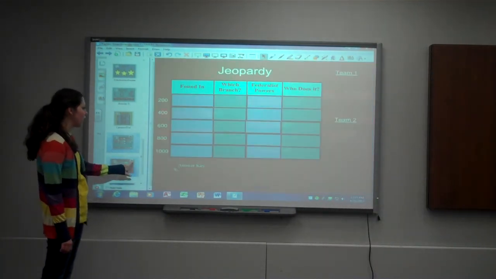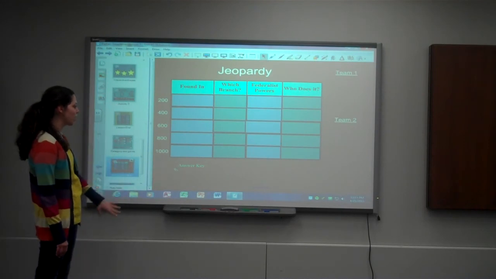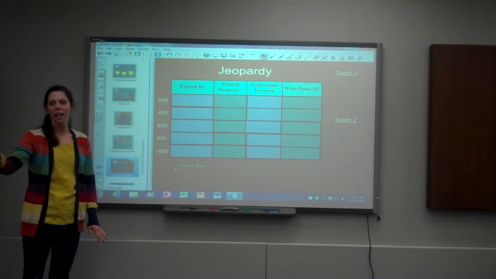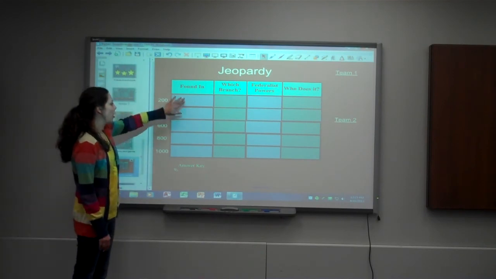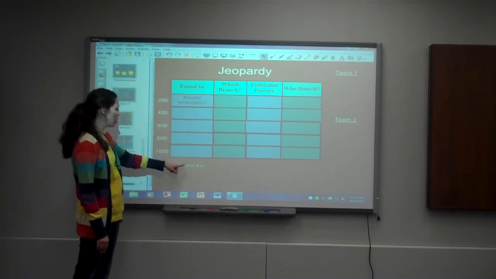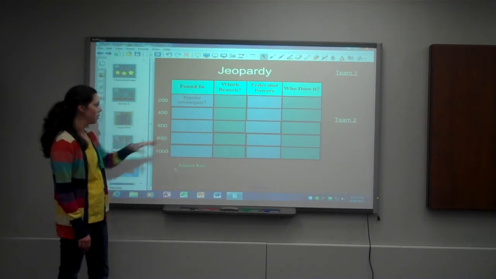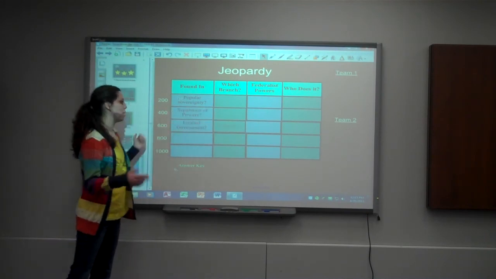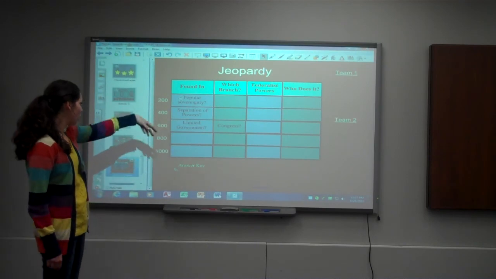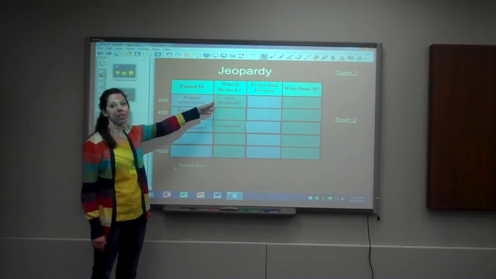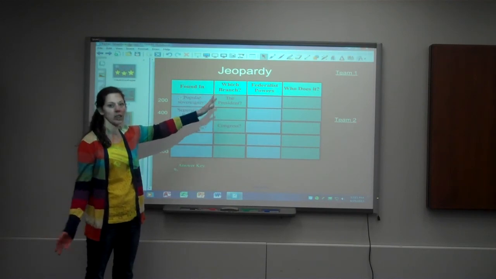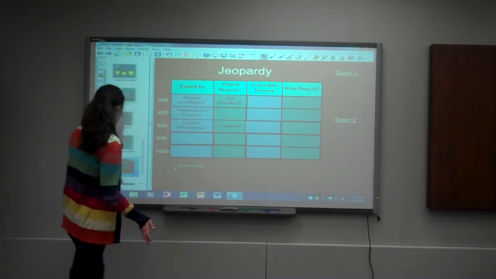And then this was my other game, but this is going to take way too long. I was going to divide the class into two teams, and then they could pick the category and then the question, and the answer key is down here. They would pick, like, which branch for 200, and then: which branch is the president in? The executive branch. Okay. Anyways, that's it.